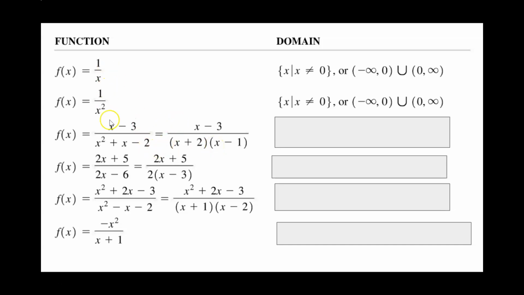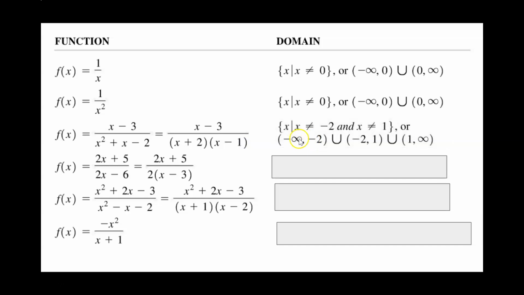Notice again in all these examples, I don't need anything to do with the numerator. You can just ignore the numerator. When we're talking about domain, just focus on the denominator. So this factors to this. This 0 is going to be negative 2, and this 0 is going to be 1. So we go from negative infinity, because we always start from the smallest number, to negative 2. That's our first one. Then we go from negative 2 to 1, and then from 1 to positive infinity.